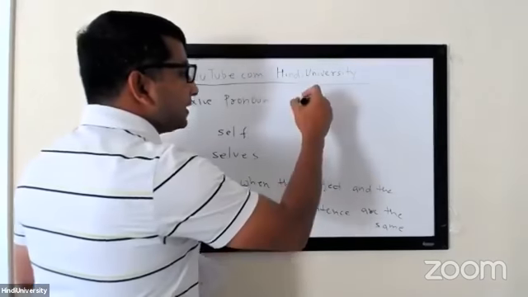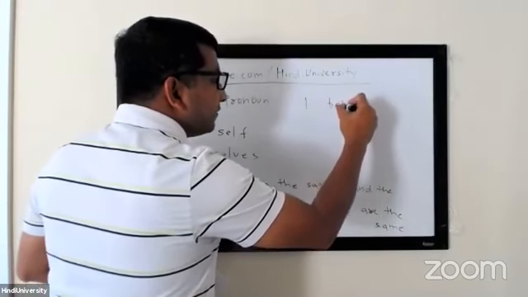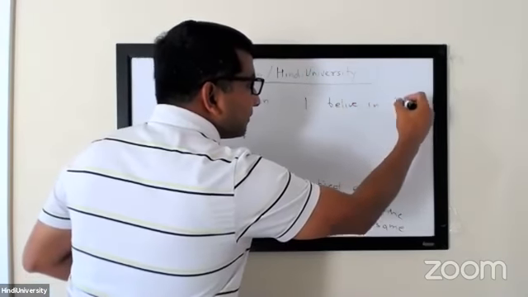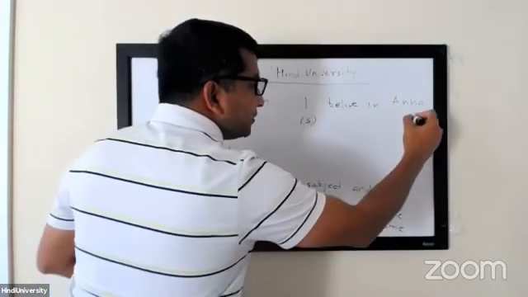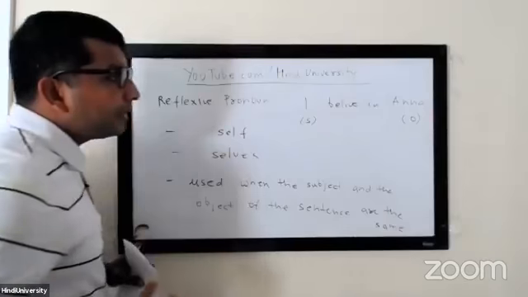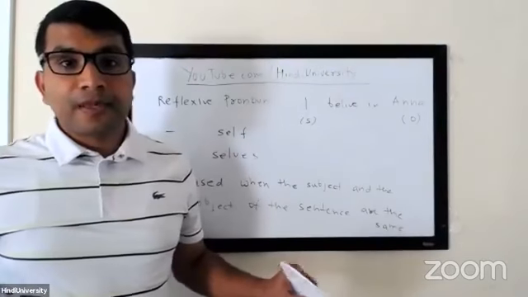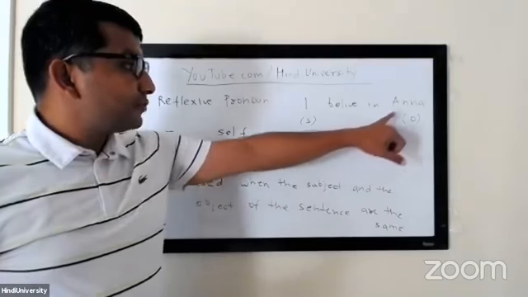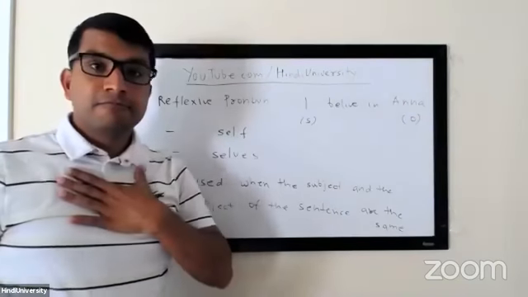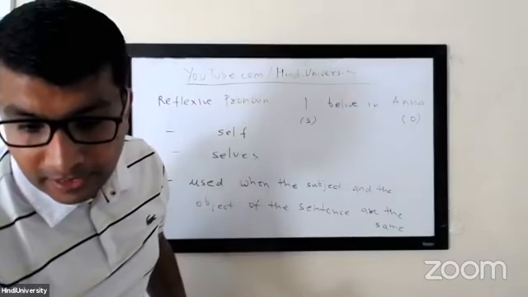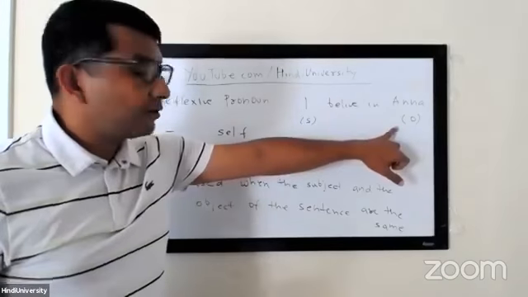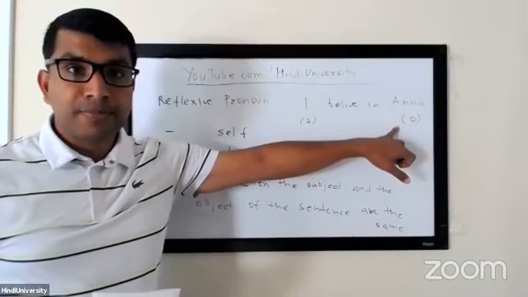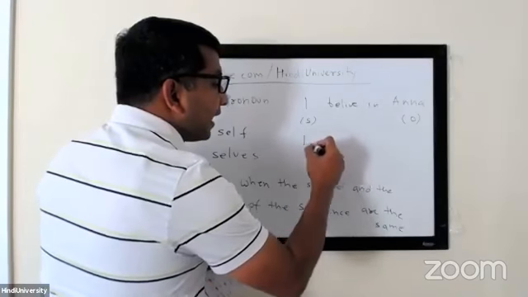So imagine I have a sentence: I believe in, let's say, Anna. In this case I am the subject, the object is Anna. They are two different persons, and I'm just using her name here. I'm using I for myself. So in the first case, hopefully it should be clear that subject and object are two different people.